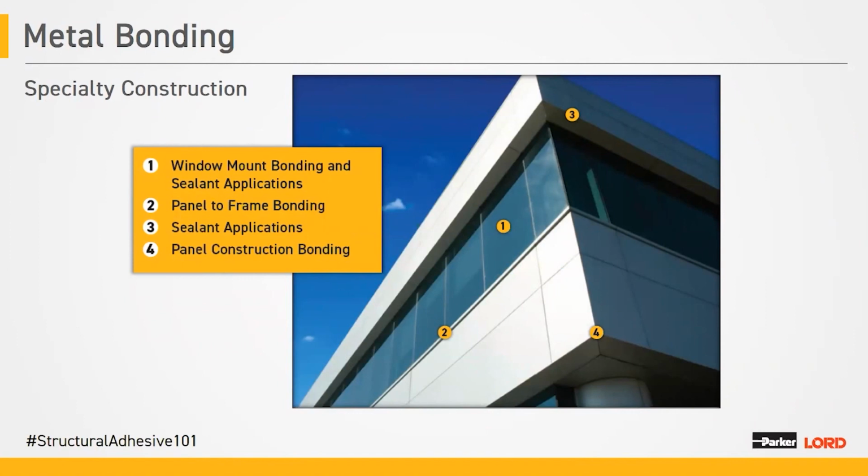On this slide, I'd like to highlight some metal bonding, more specialty construction applications. We have specialty acrylic metal bonders and other products that are used in this industry. You'll see things like window mount bonding and sealant and sealing applications, panel to frame for this architectural cladding you can see on the outside of the building, sealant applications, and basic construction for architectural elements such as column wraps or columns themselves.